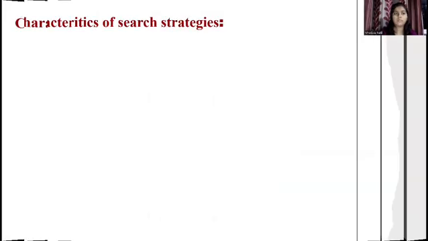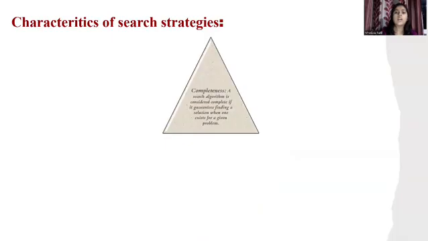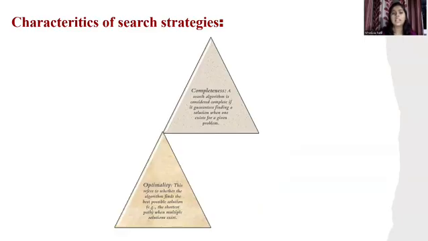So next, characteristics of search strategy. The first one is completeness. A search algorithm is considered complete if it guarantees finding a solution when one exists for a given problem. The second one is optimality. This refers to whether the algorithm finds the best possible solution, for example, the shortest path when multiple solutions exist.